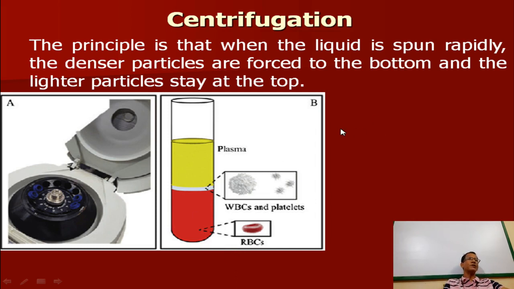So this is called centrifugation, where the principle is to separate the heavier, denser particles from the solution, keeping the denser particles at the bottom and the lighter particles at the top.